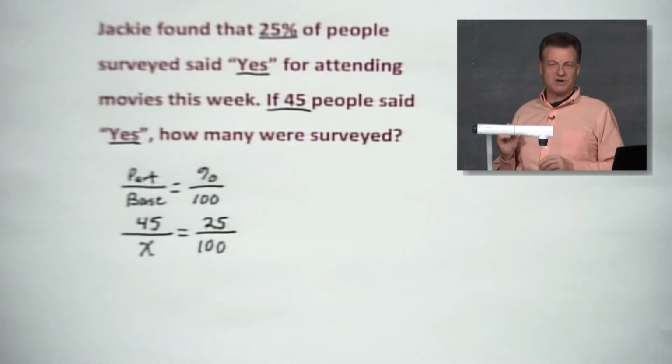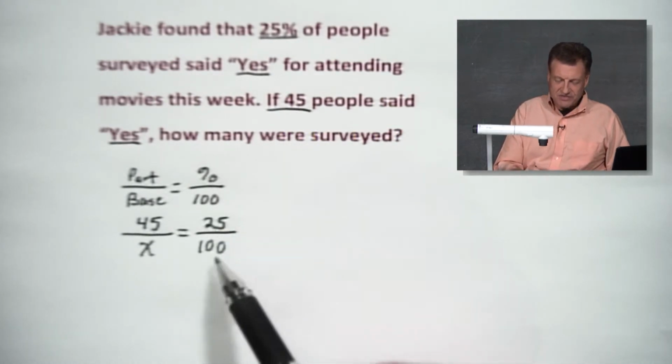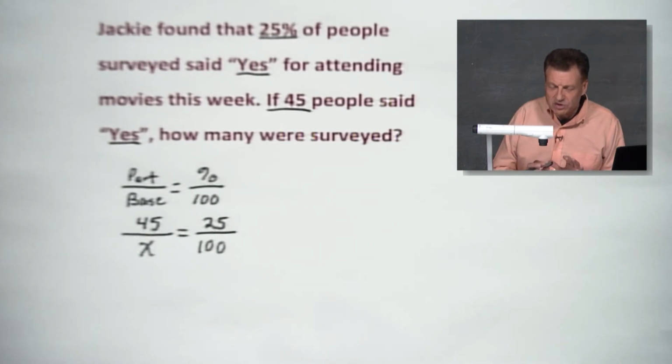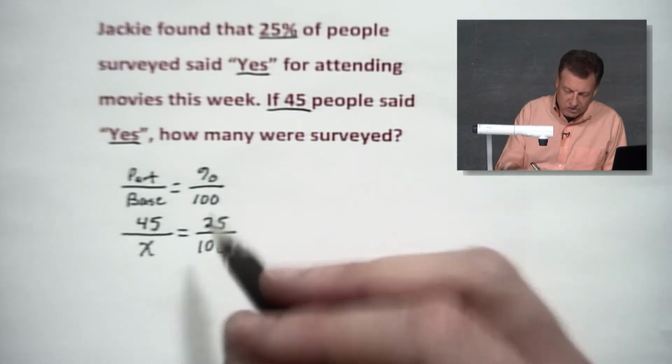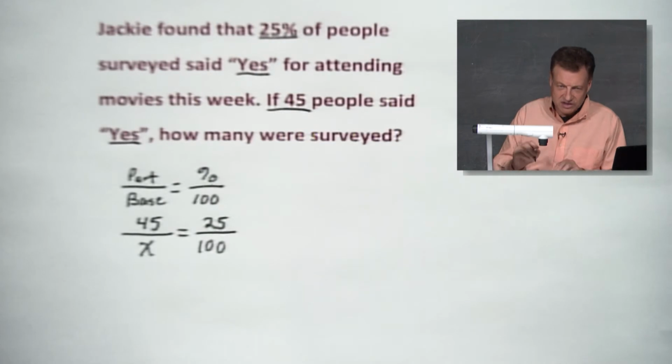Now, I'm going to tell you a little secret here. If you're taking the ACT and you have something like this, I'd reduce that down to 1/4. Some of you say, I don't know if I want to do that. Well, 25 out of 100 is a quarter, or 1/4. I would do it as 1/4, because when we do the cross multiply game, it's going to come out very nice and easy. I'll show you that in just a second.